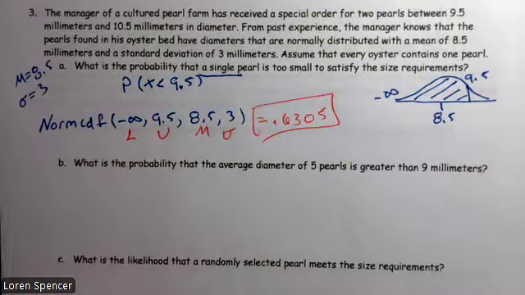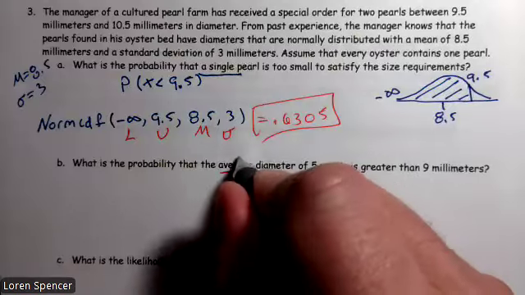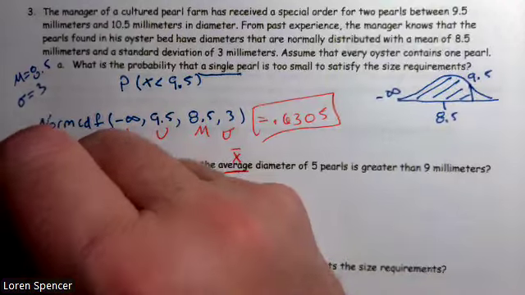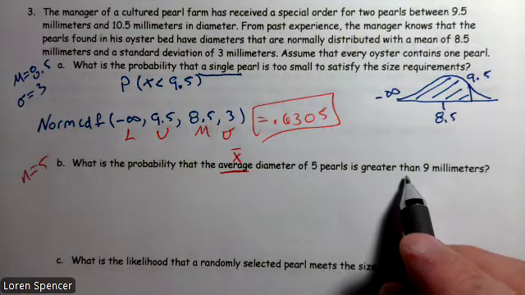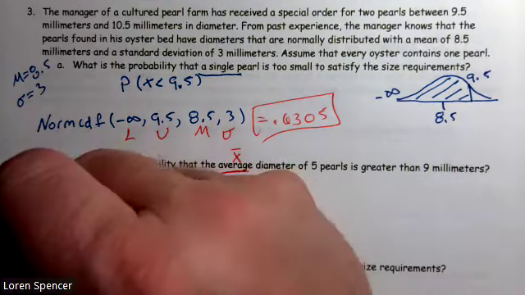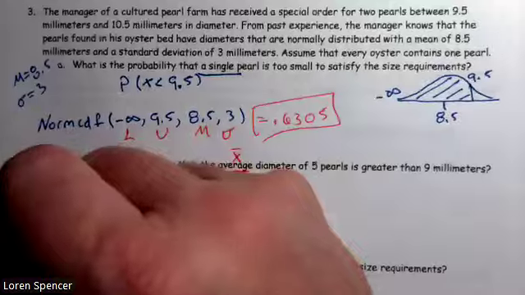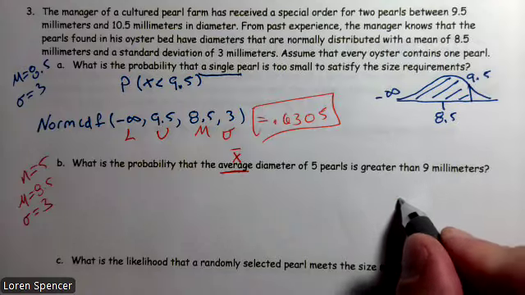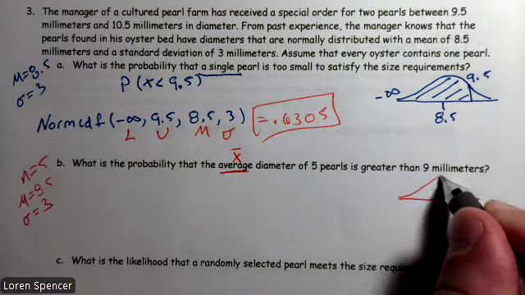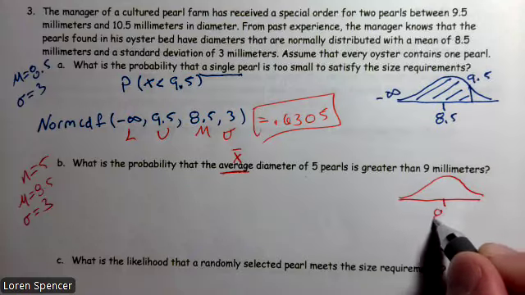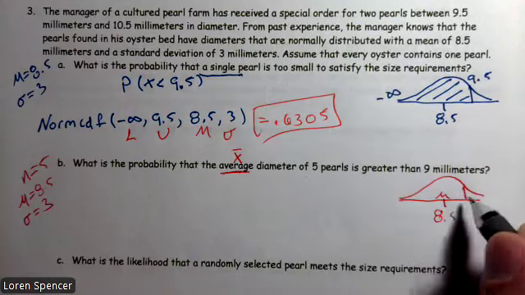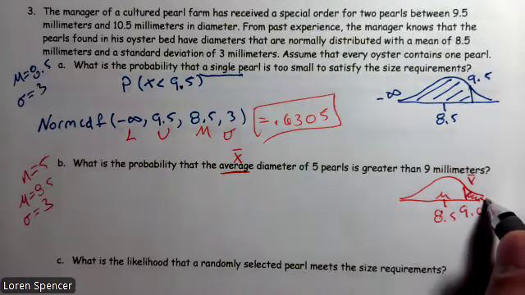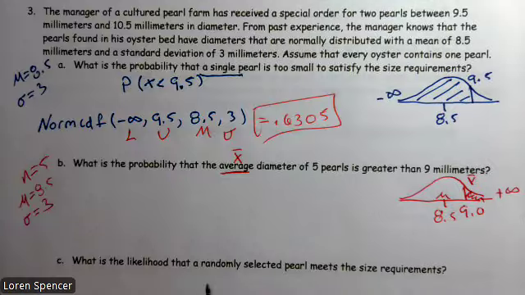Next question. What's the probability that the average, they said average, so that lets me know I'm working with an X bar of 5 pearls, so our sample size is 5, is greater than 9? All right. And once again, we have a mean of 8.5 and a standard deviation of 3. Same information we had before. We go ahead and draw our picture. And we know the mean is 8.5. But we're wondering what's the probability we get a 9 or greater for our X bar. And remember, this goes to positive infinity.